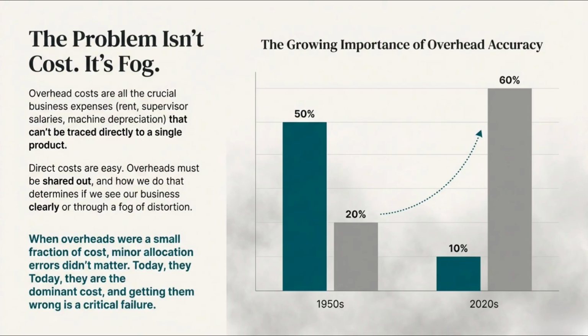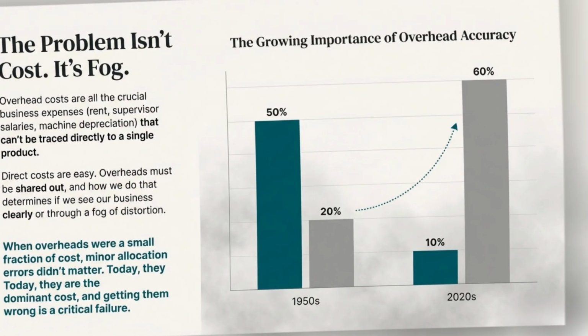Exam tip: remember this shift from labor-intensive to overhead-intensive production. It's the fundamental reason why ABC became necessary.